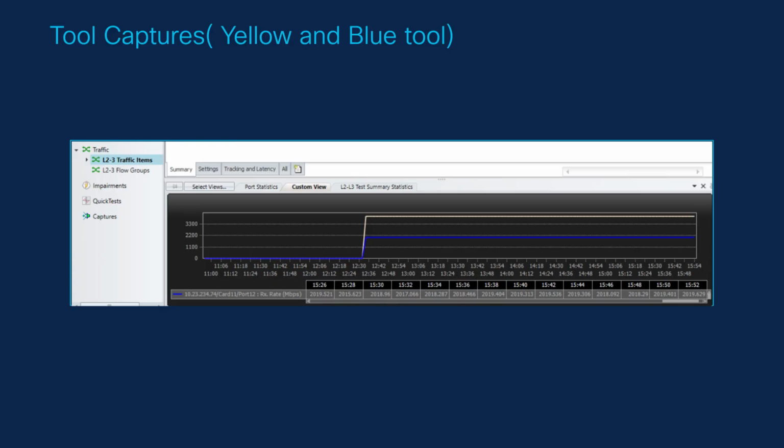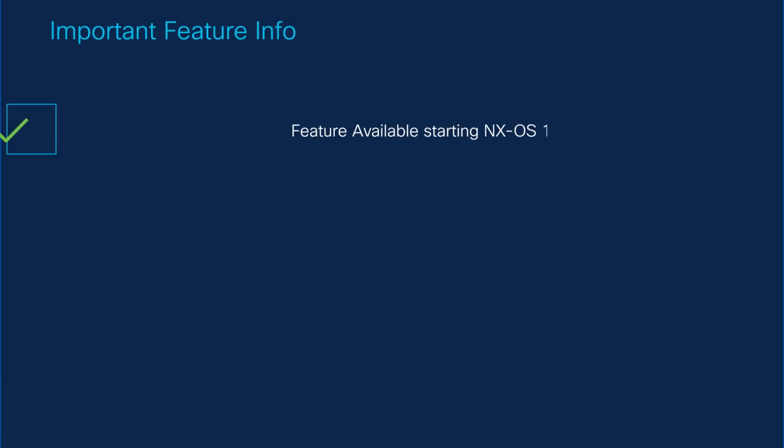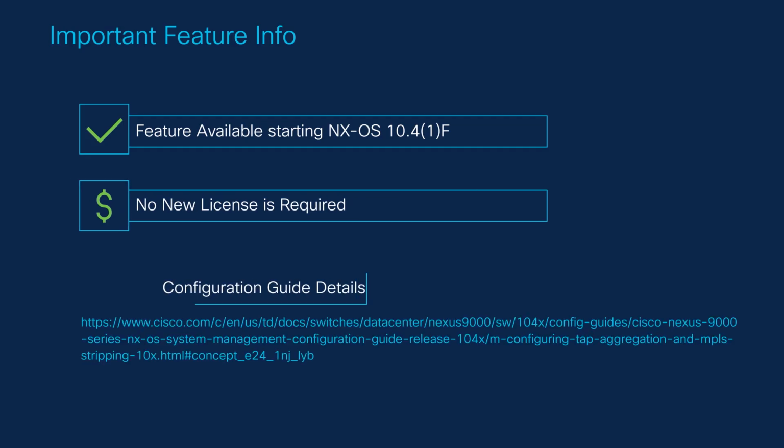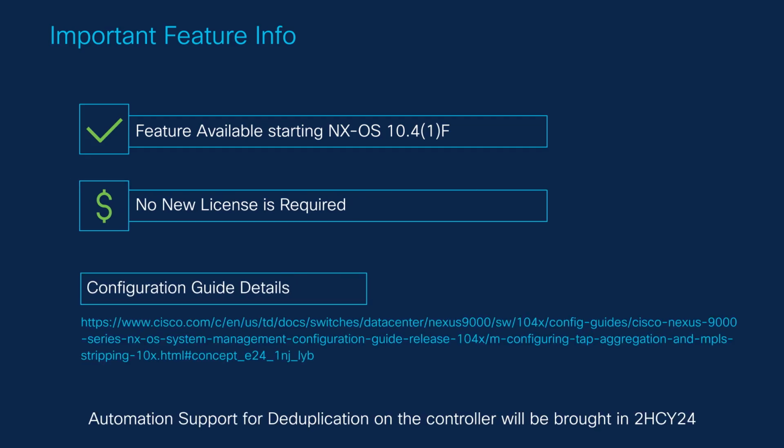only one feed, which is the unique packets. This feature is available from 10.4.1F, and no new licensing is required. And here is the link to the configuration guide. Calling out again, the controller does not yet automate these features from the controller side, but you can still manually configure the deduplication feature on the NDB.